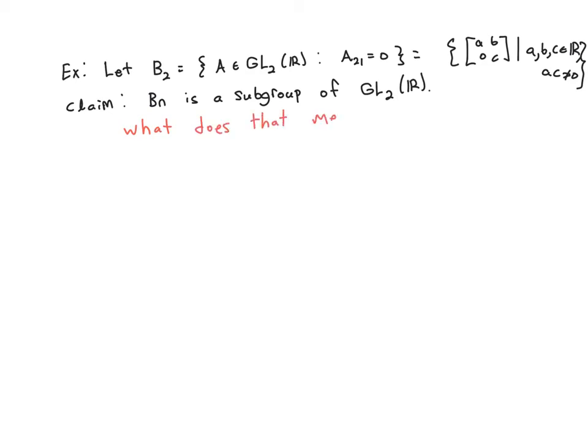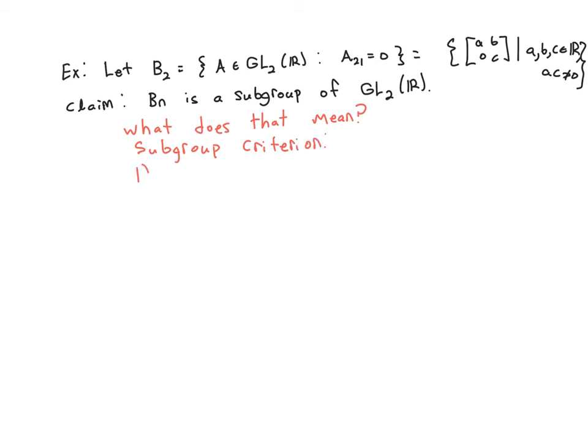Well, the original definition says that B2 is closed under multiplication and forms a group in its own right, but it's always smarter to use the subgroup criterion. And that's what we're going to do.